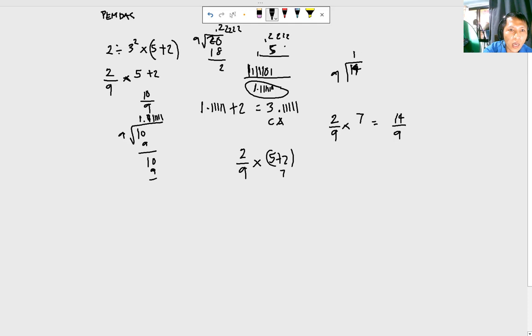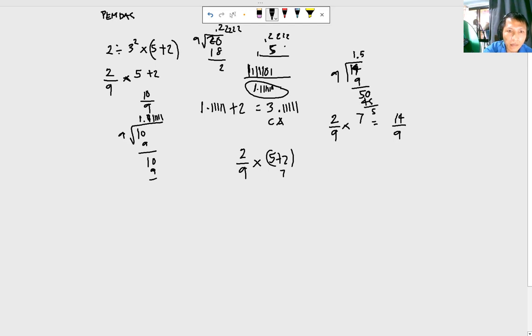That should be 1, and 1 times 9 is 9, with 5 remaining. So you put 0, making 50. 5 times 9 is 45.